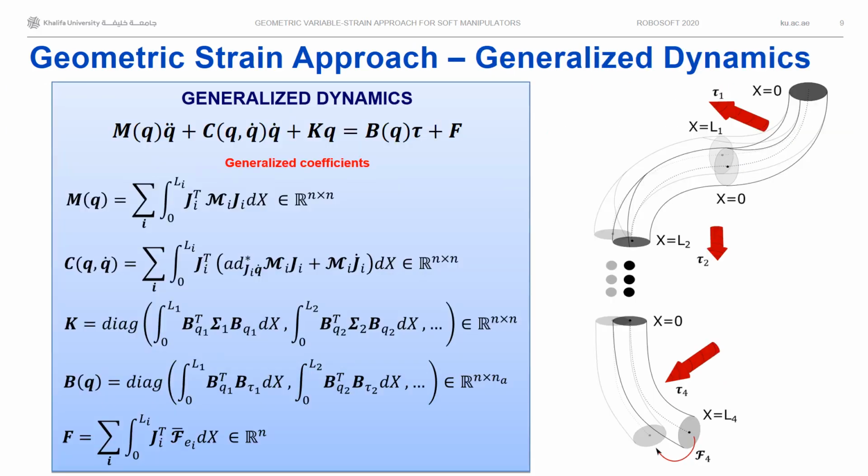In this slide, the coefficients of the generalized dynamics are shown in greater detail. I would like to draw your attention to the generalized stiffness and actuation matrices that are simple block diagonal matrices depending on the interpolating functions. This is thanks to the Jacobian projection that analytically integrates the internal force.